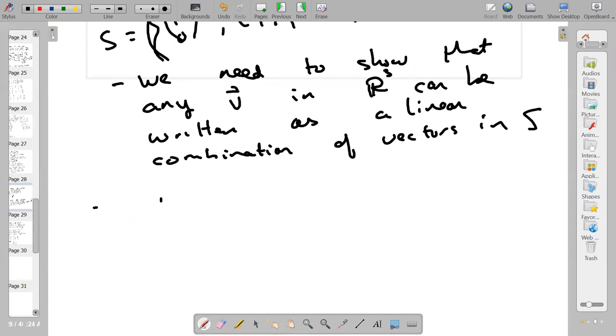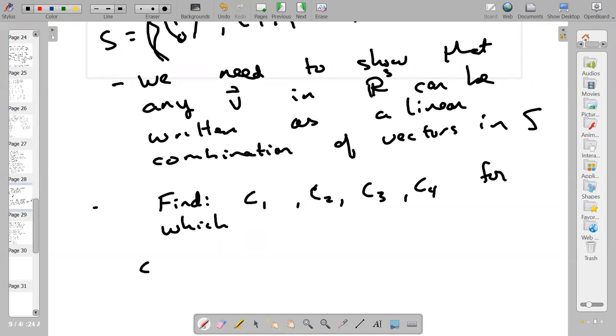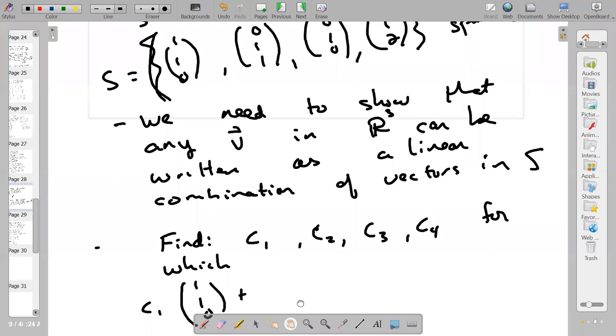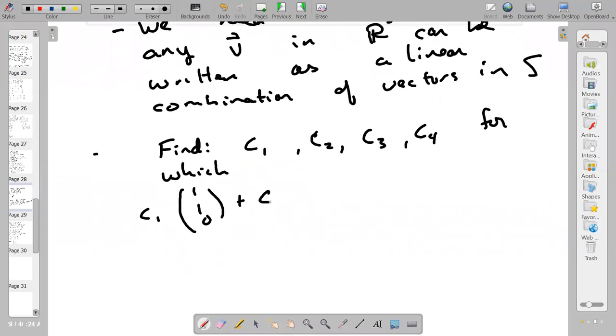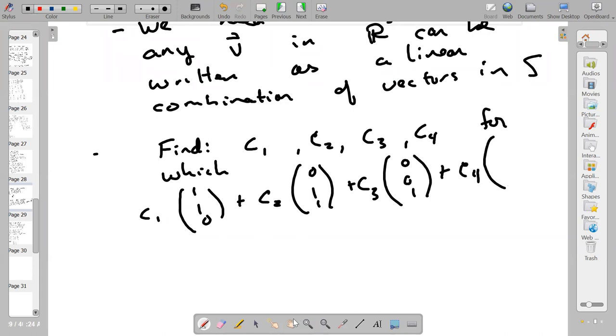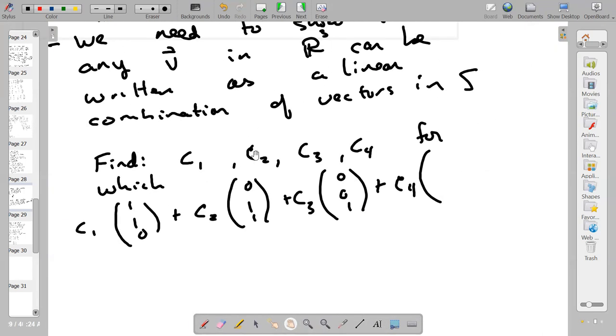To slow things down a bit, you're trying to find C1, C2, C3, C4 for which this thing right here holds. You have to go back and remember what the vectors are because I kind of made them up: 0, 1, 1, 0, 0, 1. The fourth vector, I guess, is 0, 1, 2. And when you take a look at that, you're trying to find the solution of a certain equation for any vector v on the right.